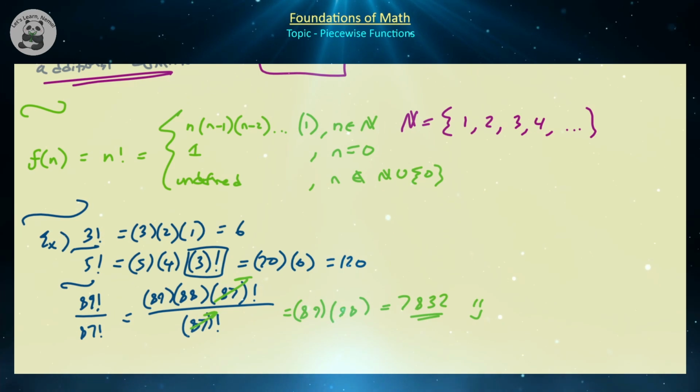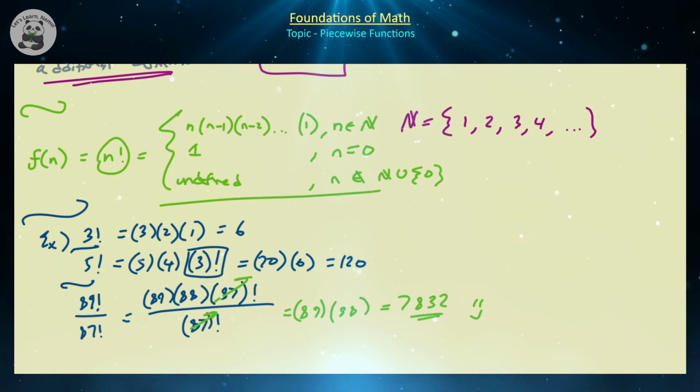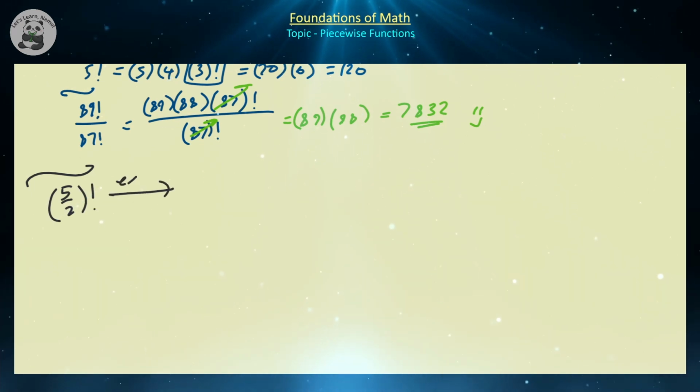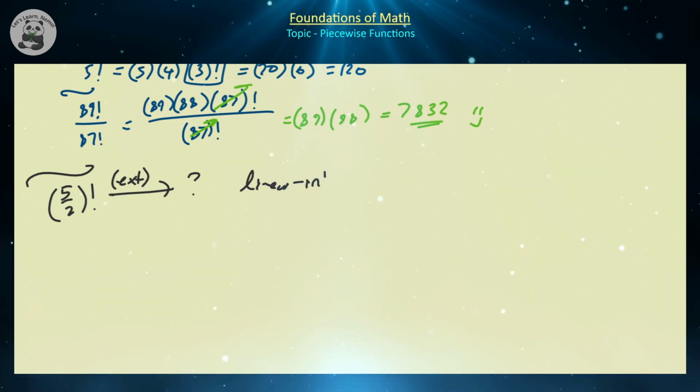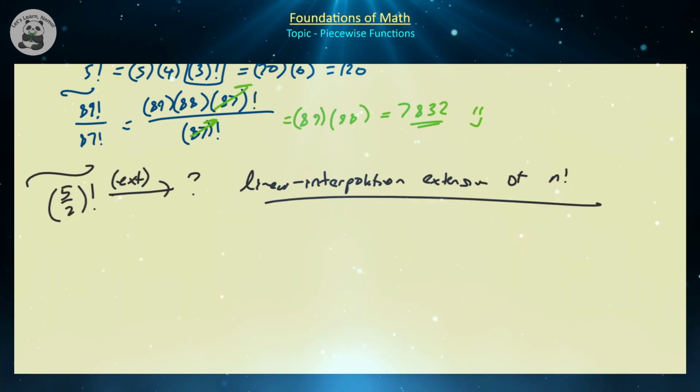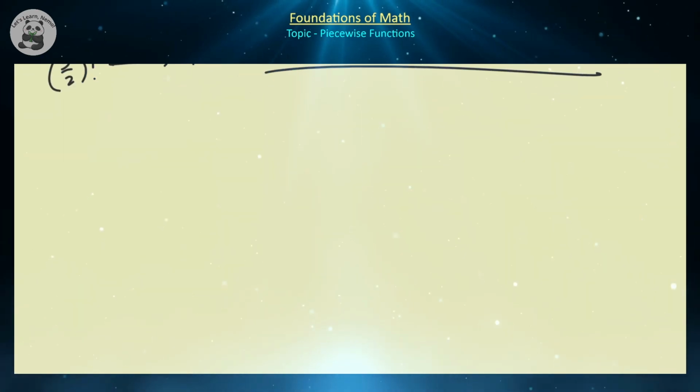Now, although we have defined the factorial as a piecewise function, you can do a lot more with piecewise functions via interpolation. For example, what if I want to extend the factorial function to values beyond the whole numbers, i.e. I want to give a definition for this. So I want to extend this to something. What we can do is, for example, a linear interpolation extension of the factorial function. So what would that exactly look like?